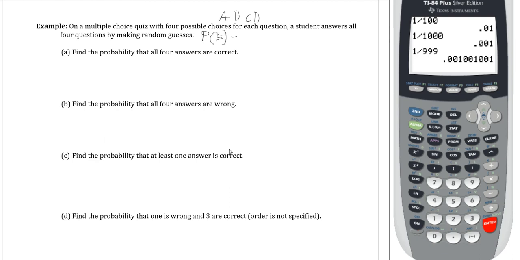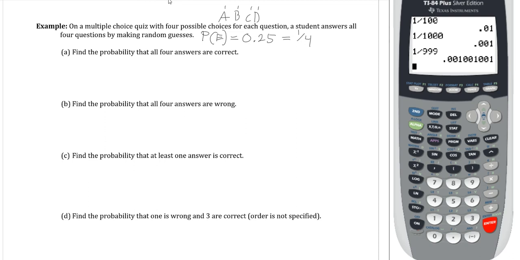Probability of the event of getting a correct answer should be 0.25. The reason it's 0.25 is because on each question, there's a 1 out of 4 chance that you get the correct answer, whether that correct answer is A, B, C, or D. So that's the probability of getting a question right.